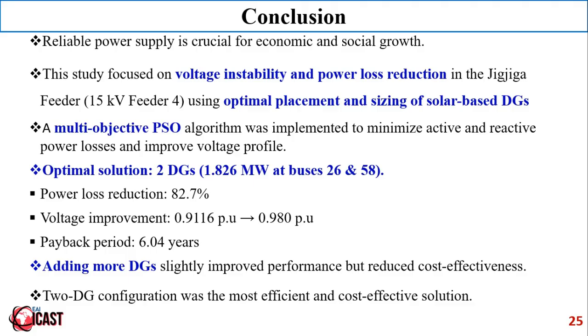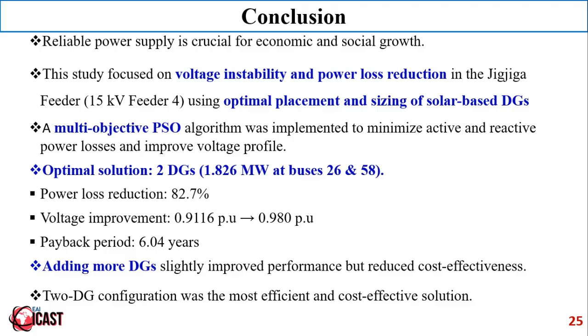When you come to the conclusion part, a reliable power system is crucial for economic and social growth. This study focused on voltage instability and power loss reduction in Jigjiga, 50 kV feeder 4, using optimal placement and sizing of solar-based distributed generation with multi-objective PSO, and the optimal solution is 2 DG, that means 1.826 megawatt at bus 26 and 58, and power loss reduction is 82.7%, and the voltage improvement from this to this, and the payback period is 6.04 years.